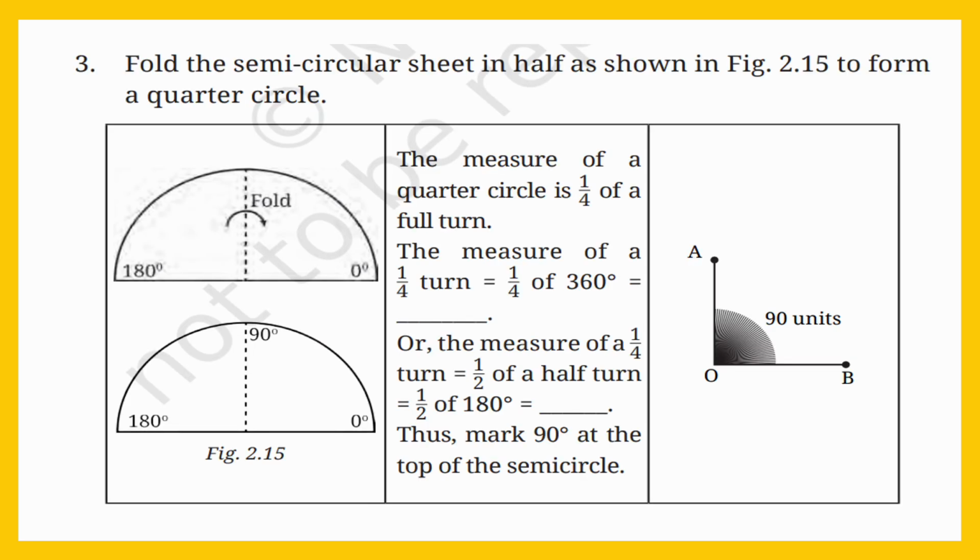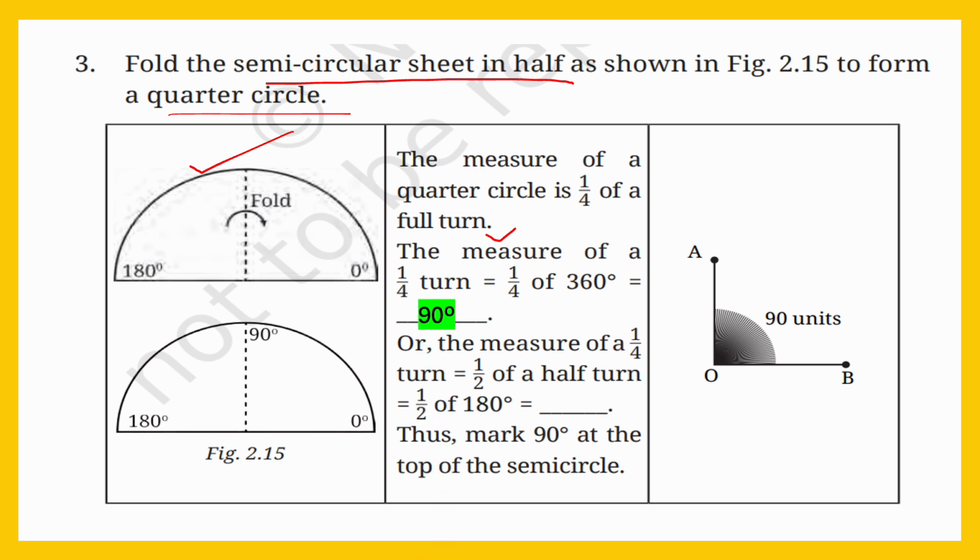What is the next step? Fold the semicircular sheet in half to form a quarter circle. So you have to fold this semicircular sheet in half to form a quarter circle. The measure of a quarter circle is 1 by 4 of a full turn. What is full turn? Full turn is 360 degree. So the measure of a 1 by 4 turn is equal to 1 by 4 of 360 degree. 1 by 4 of full turn, that is 1 by 4 of 360 is equal to how much?